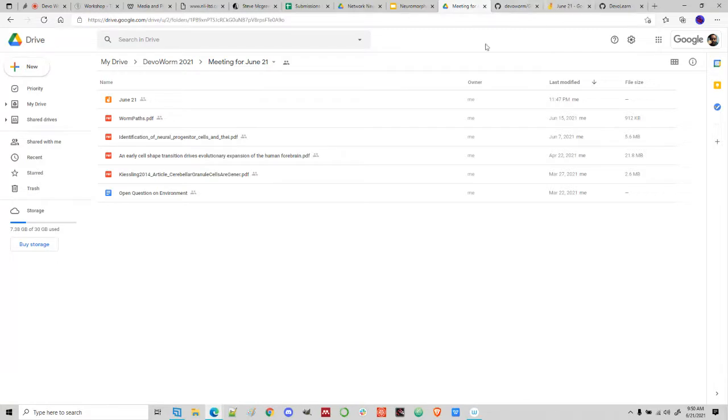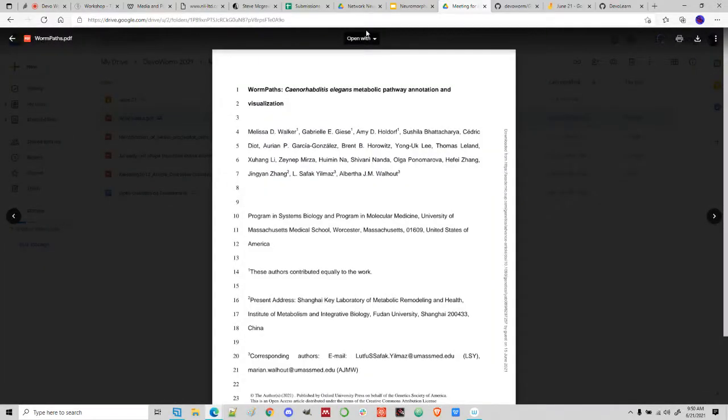Okay, and so then finally we'll get to our papers here for the week. We have a couple papers. Some of these are newer, some of these are older. This is the first one, and it's a new paper. It's called WormPaths. And this is C. elegans metabolic pathway annotation and visualization.